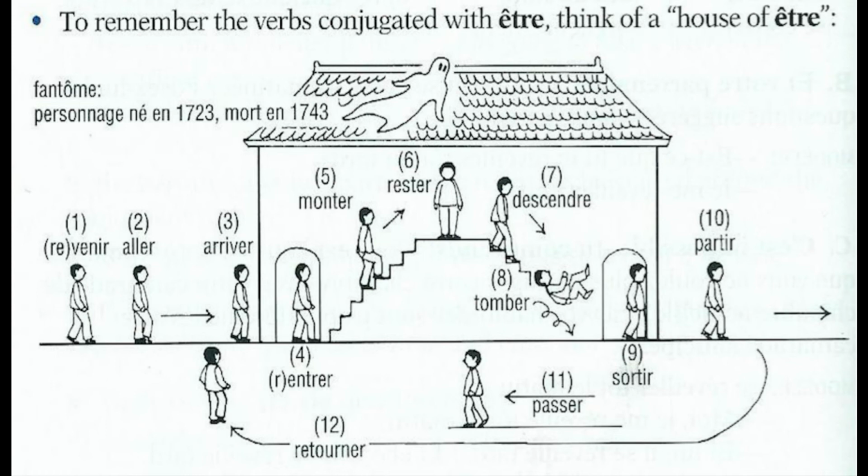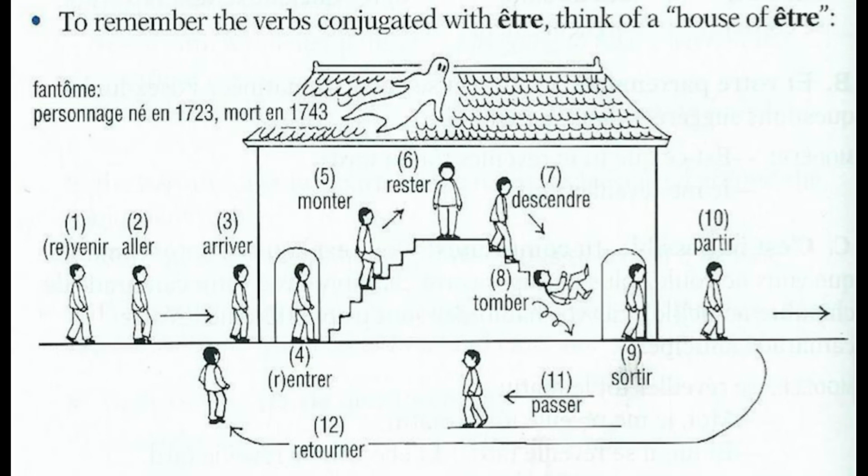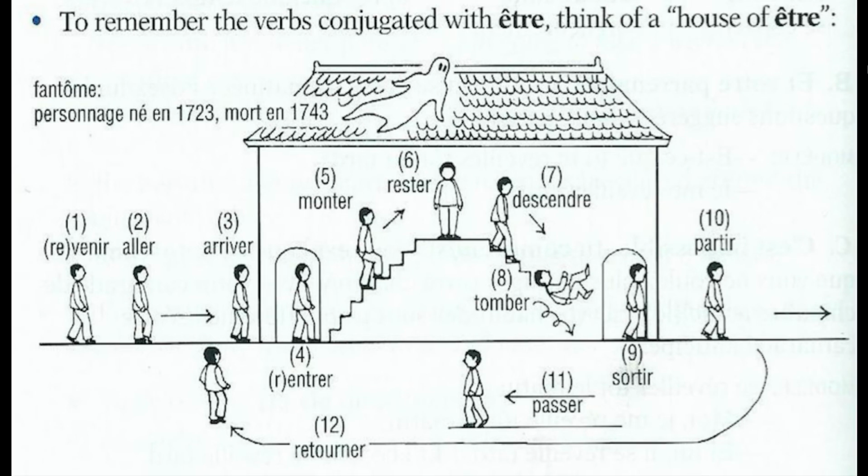So I would be so happy if you added descendre to your vocabulary, knowing that it's going to take some time to use it with the verb être in the passé composé. Ça c'est normal. Okay, so voilà les 17 verbes. These are the 17 verbs that take être in the passé composé.